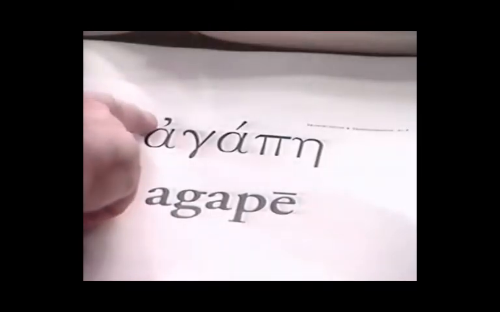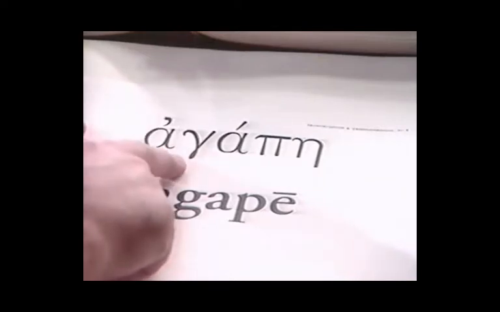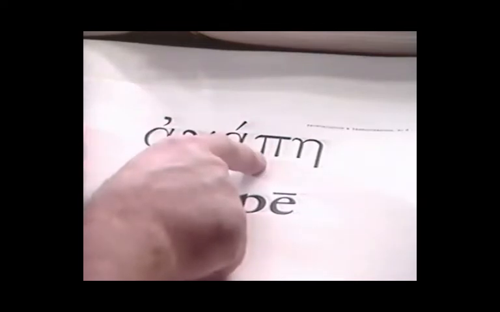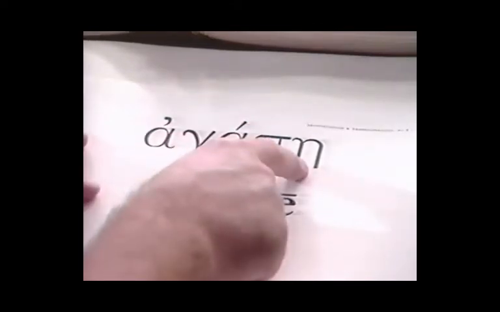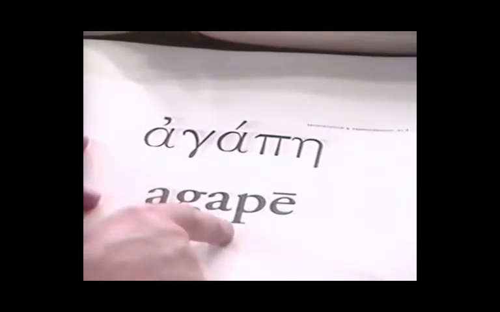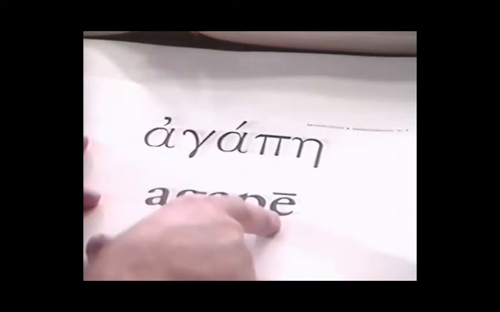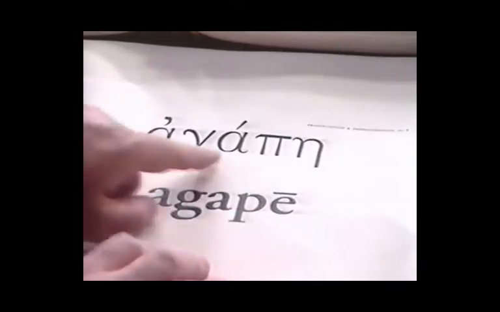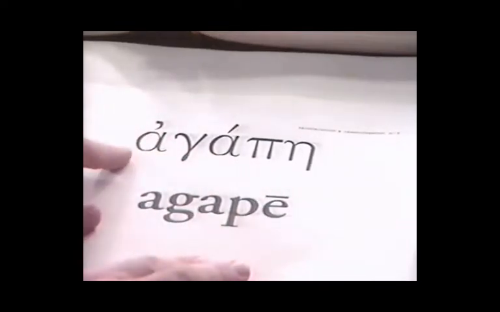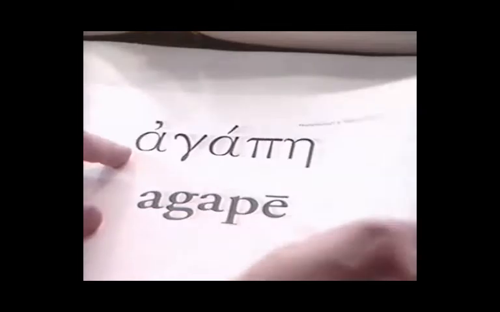The next word is the word for love, beginning with an alpha, with smooth breathing, gamma, alpha with an acute accent, P, eta, a long E. If you were to write this word in English, it would be A-G-A-P, long E. Pronounce it agape.